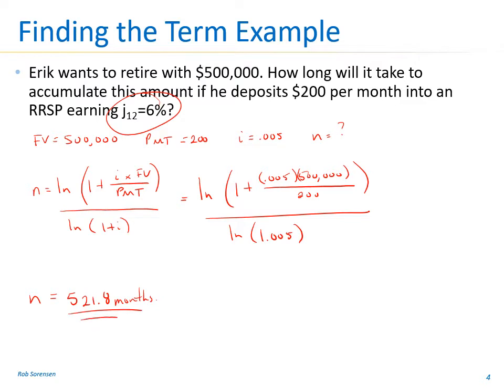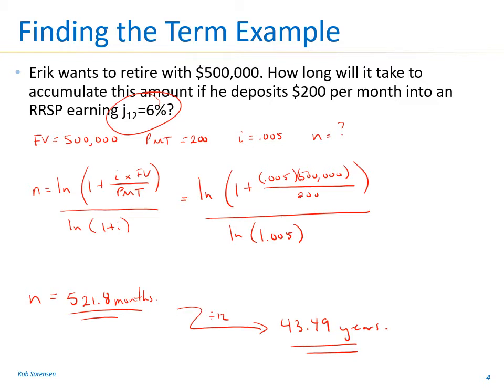Now, you might be tempted to leave it there, but really in finance, our typical way that we do things is we try to make things easier for people to understand. And if you went up to someone and said 521.8 months, they'd have really no idea how long that was. But instead, if we convert that over, and how do I convert months to years? Well, I divide by 12. I'm going to end up with 43.5 years, roughly. That's easier for someone to understand. So if Eric is now 20 years old, he'll be 63.5 when he can afford to retire.